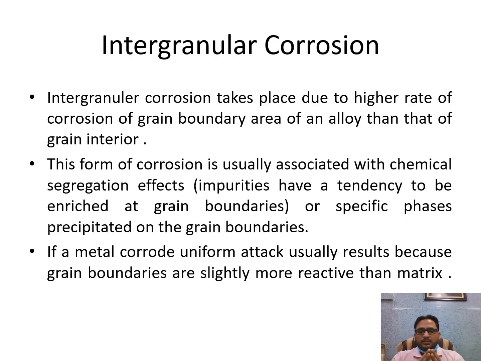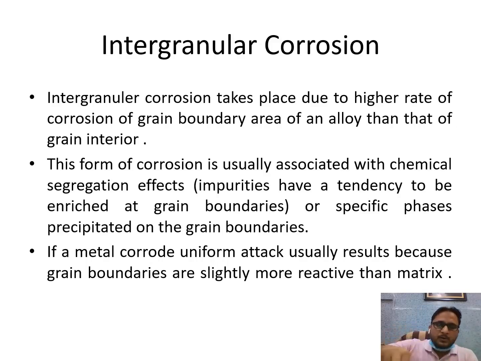This form of corrosion is also associated with the chemical segregation effect. Basically, intergranular corrosion occurs when that metal or alloy contains a component that is highly corrosive along with a component which is not corrosive. The corrosive liquid attacks the metal that is prone to corrosion, and because of that, the corrosion occurs along the grain boundaries only.